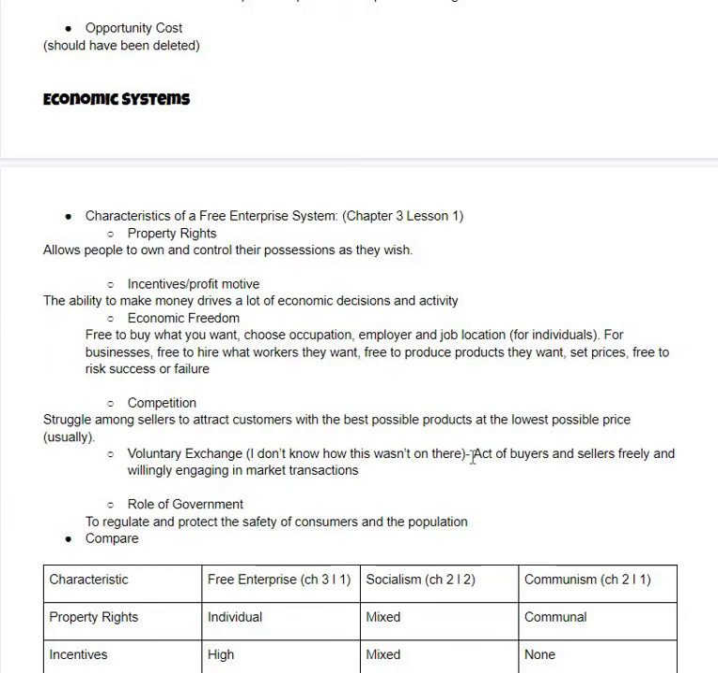Voluntary exchange. This wasn't on the review, I know, but I'm going to go over it because it was in the textbook. Basically, buyers and sellers are freely and willingly able to engage in market transactions. So again, there's that willingness for people to do that. The role of government is to regulate and protect the safety of consumers and the population.